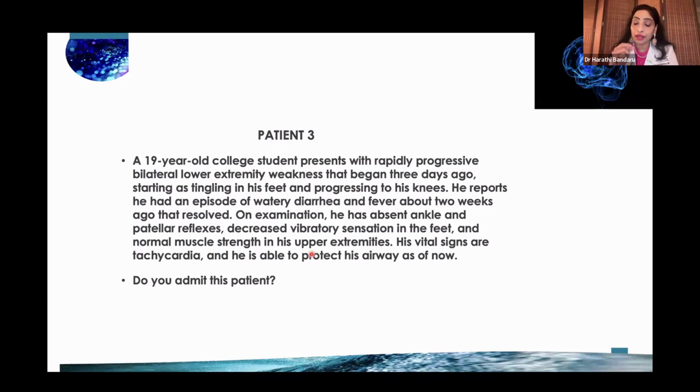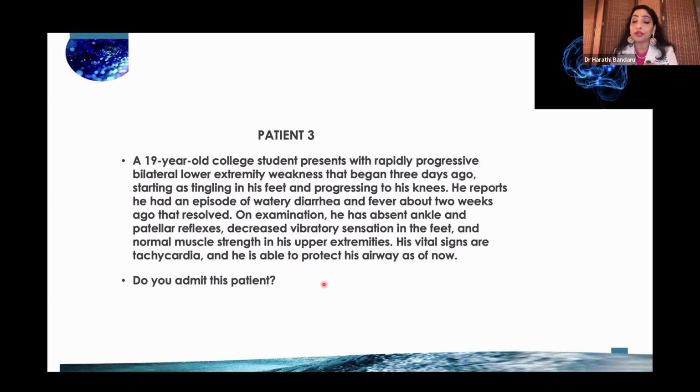So, a preceding GI illness 2 weeks prior, and all these symptoms are very progressive over the last 3 days. The patient has absent ankle and patellar reflexes, decreased vibratory sensation in the feet, but normal strength in the upper extremities. The patient's vital signs show tachycardia, but as of now he is able to protect his airway. So first of all, when any patient comes in like this, you need to examine clearly, and then do you admit the patient or discharge the patient?